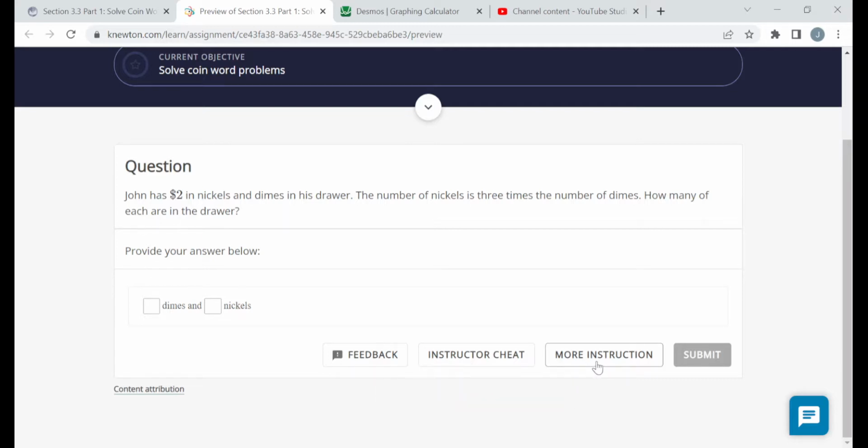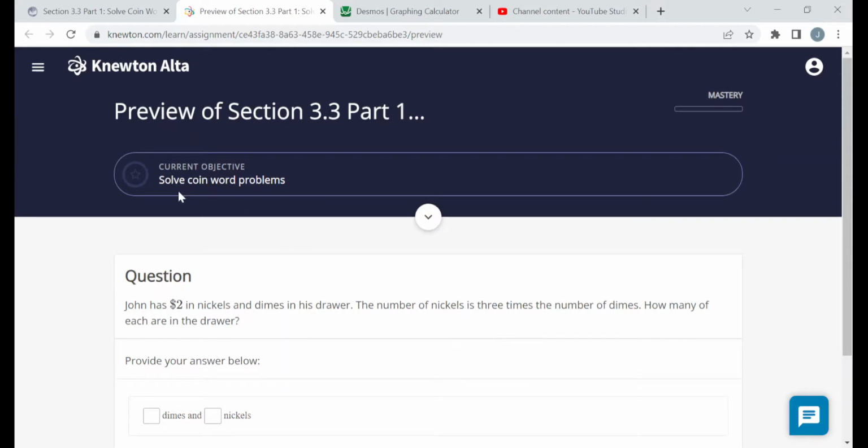But you will have a more instruction button. So if you're ever struggling with a topic, just click on this and you'll be taken to a page with some reading to do or some videos to study, and then you'll be given questions related to that instruction, and completing those questions is another way to help you get through the assignment. Alright, so as I mentioned, the only objective here is solve coin word problems, involving nickels, dimes, quarters, pennies, and so on.